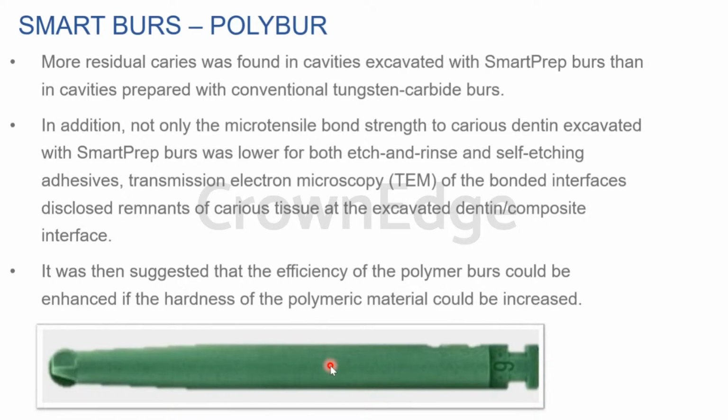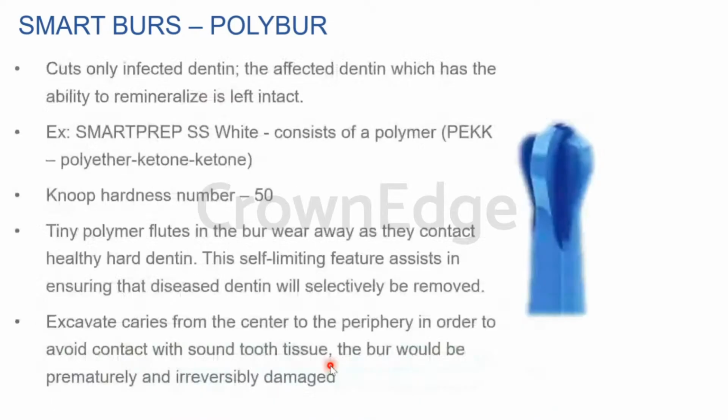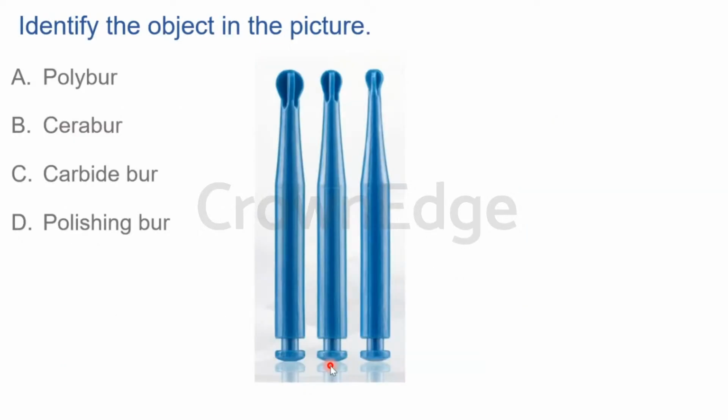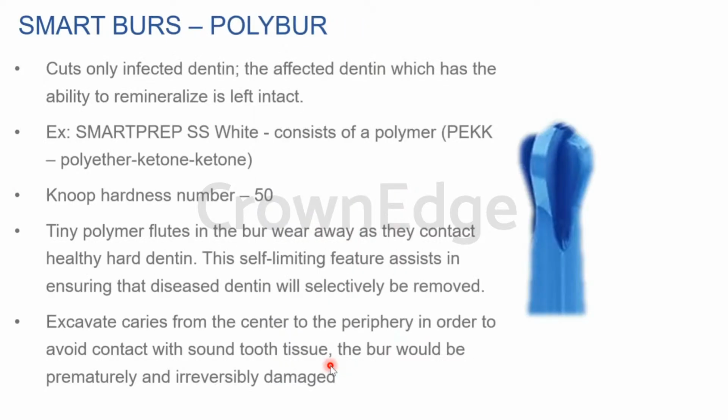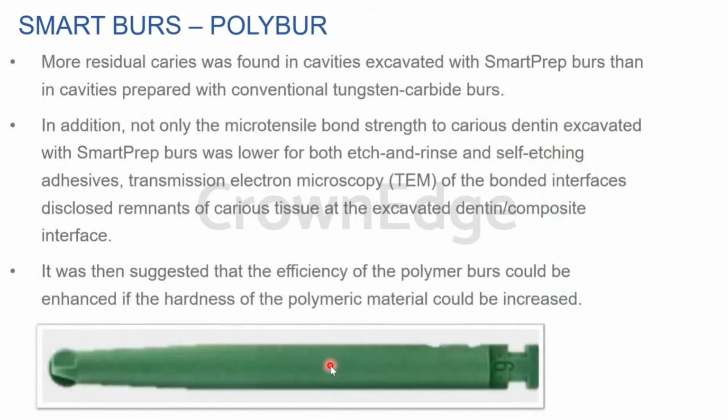So you see the smart prep burrs. The smart prep burrs are these green color ones. The polymer is the one which is blue in color. So the smart prep burr was by SS White. The polymer is by Comet Dental. If you want to just have a little more background information on that. So the smart prep, which is the green burr, what you see over here, this is by SS White company.